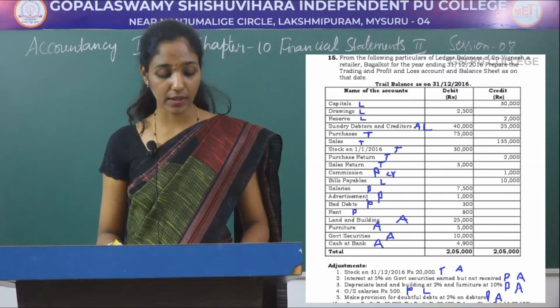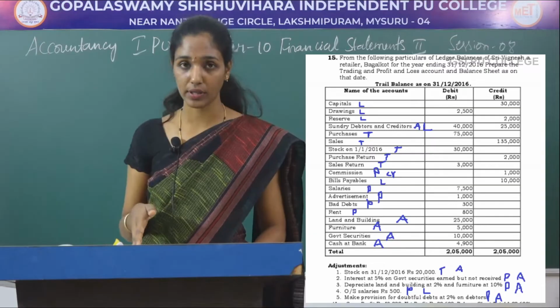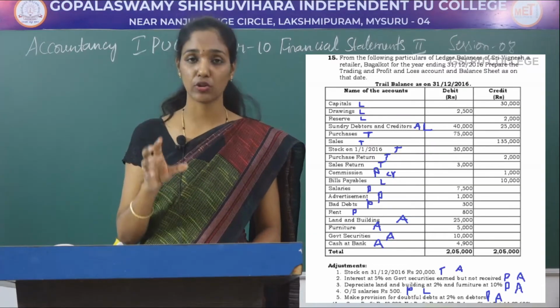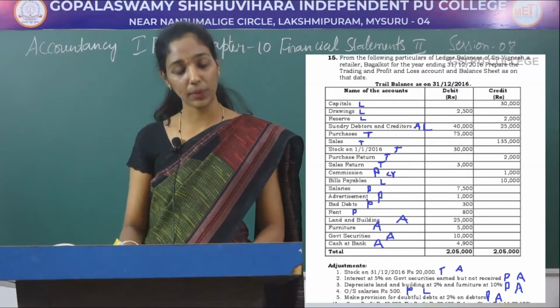The next, outstanding salary, as usual, should be recorded on the debit side of the profit and loss account. It should be added to the actual salary amount. Again, it should be recorded on the liability side of the balance sheet.